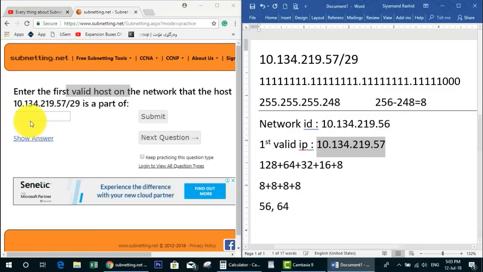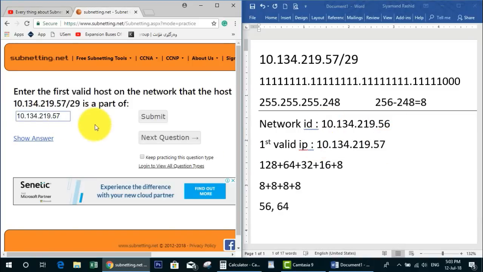Let's put it there and check whether our answer is correct or not. Correct. So our calculation was good. Let's go to the next question. Click next.